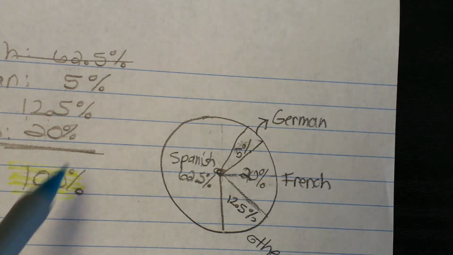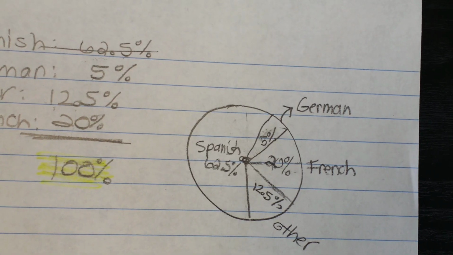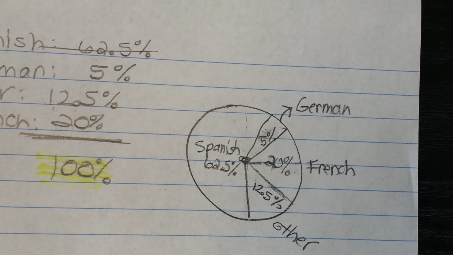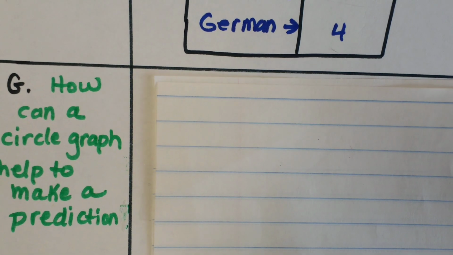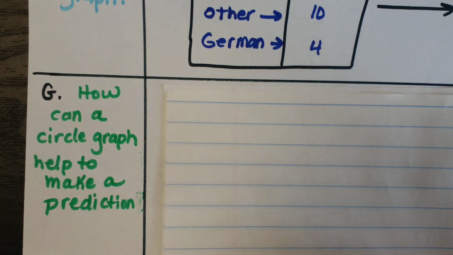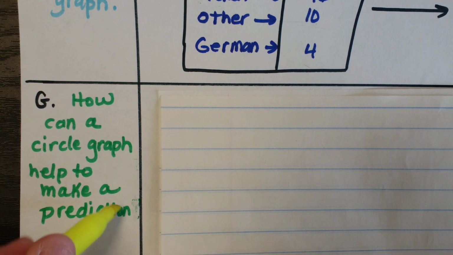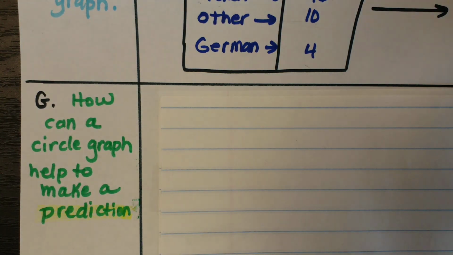All right, this diagram, you may have to go back in this piece of the video. You may have to go back and rewatch when creating your circle graphs tonight. All right, there's one last piece of notes for today. So we're going to come back up to part G. And part G says, how can a circle graph help to make a prediction? And we have seen this word prediction even in the last section.